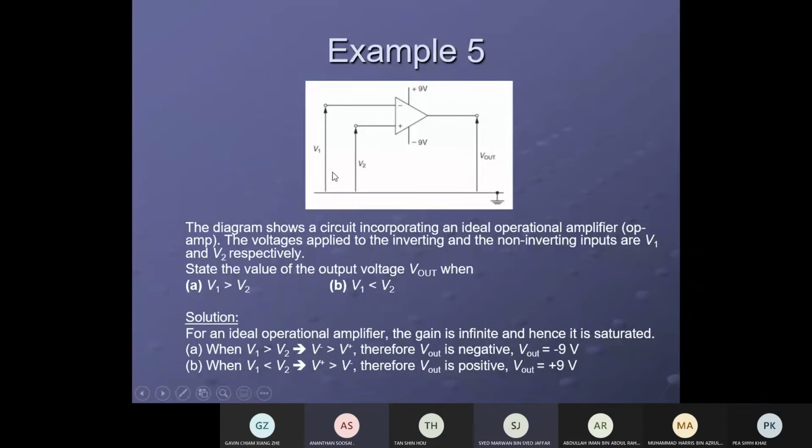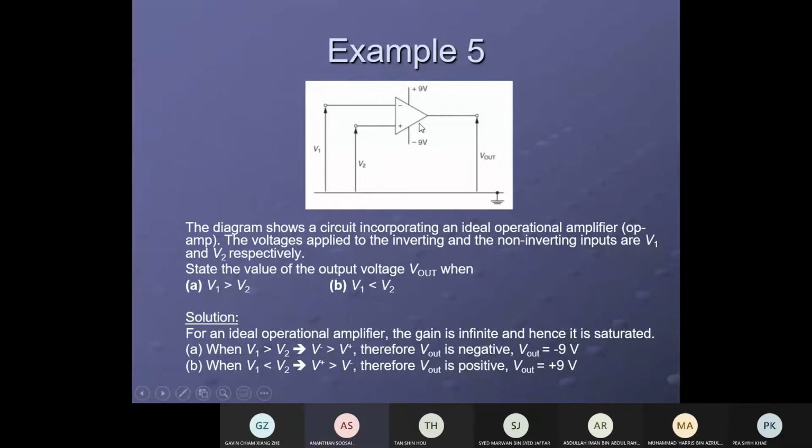Yes. So for example, V1, V2, input was positive 9, negative 9, output. If V1 is greater than V2, what will happen? V1 greater than V2, output will be negative. When V1 is greater than V2, V negative is greater than V positive, therefore V out is negative. So V out will be negative 9.